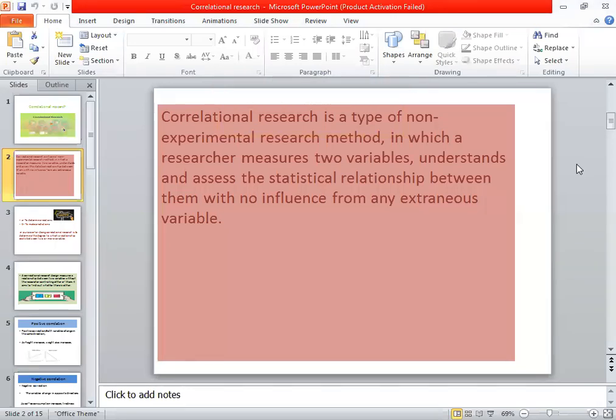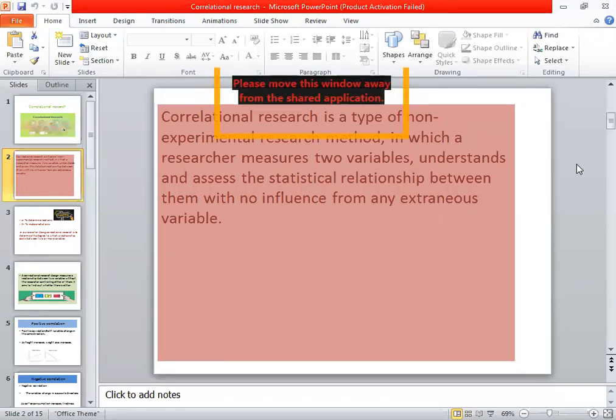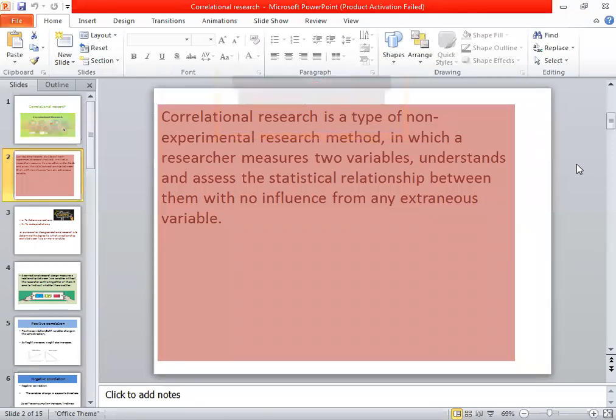It means that correlational research, which is also called associational research, is a type of non-experimental research, also called a descriptive type of research, in which the researcher measures two variables. They can be more than two variables, but basically the relationship between two different types of variables is tried to be sorted out and understood. The researcher tries to understand and assess the statistical relationship between these variables.